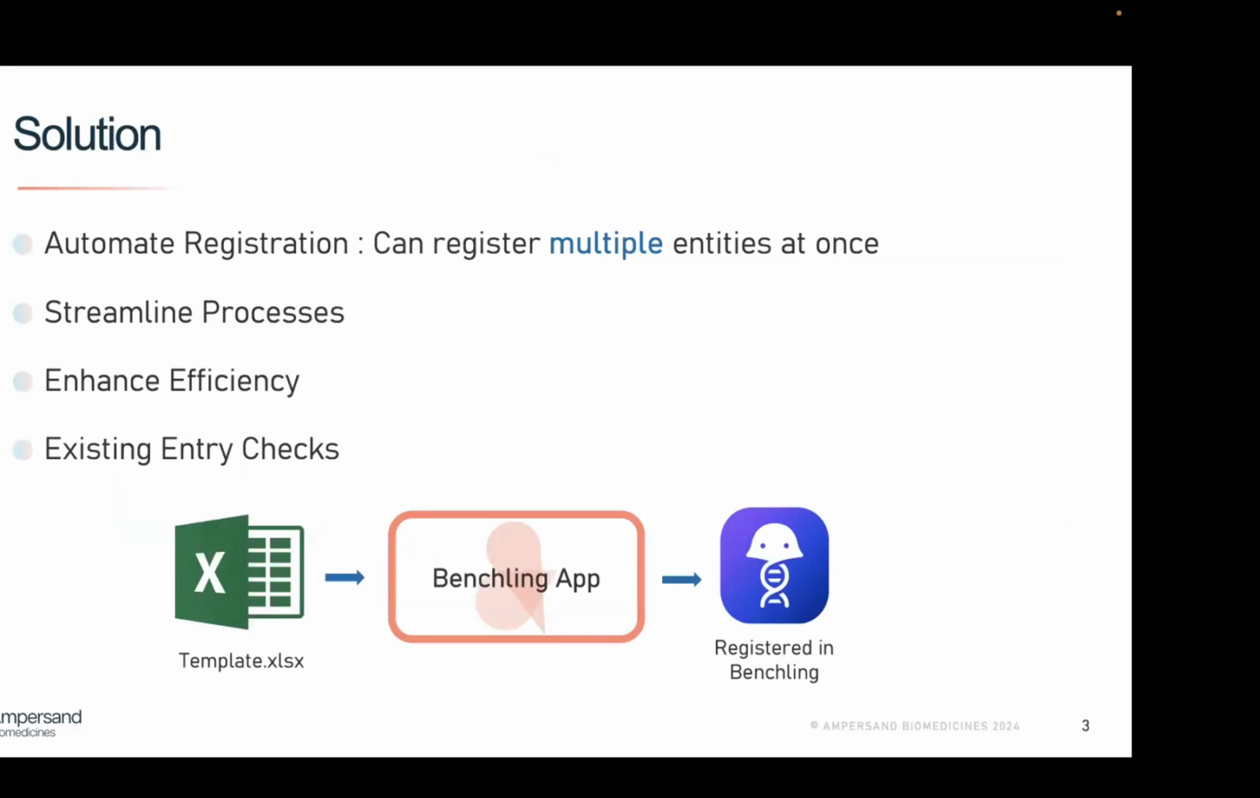The solution we have created is an automated registration app that can register multiple entities at once. It's a streamlined, user-friendly process that doesn't allow users to interfere that much. You just need to upload an Excel file and click the register button, and it will register the entities. It enhances the efficiency of the bench scientist. And the one thing I really like about it is that it checks for existing entries. If an entry in that Excel sheet has already been registered in Benchling, it will provide an interface showing that you need to register only new entities, and that this one has been registered already.